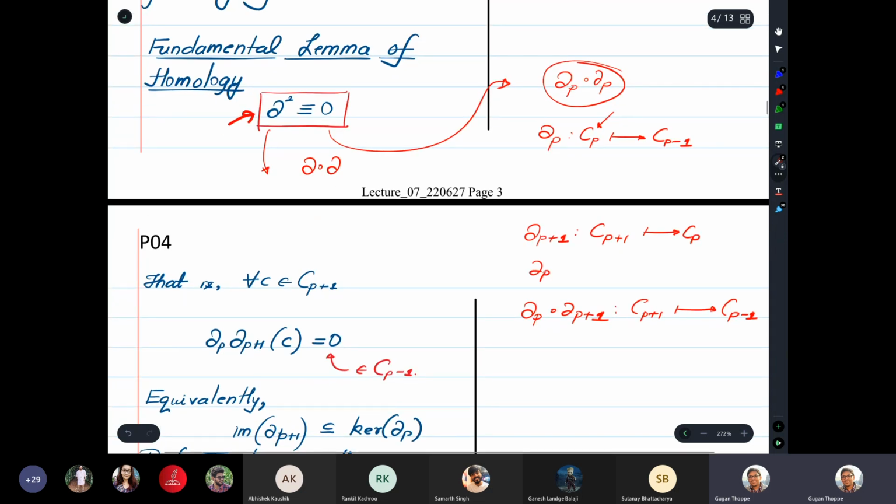So the fundamental lemma of homology means the following. Let p be any integer. You fix an arbitrary (p+1)-chain and you apply these ∂ operators sequentially. That is, you first apply the ∂_{p+1} operator, and whatever is the output, on that you apply the ∂_p operator. The claim is that this will always be 0. Is this okay? So this is the interpretation of this fundamental lemma of homology.